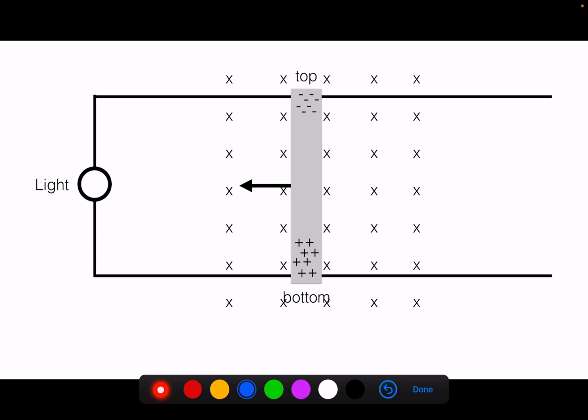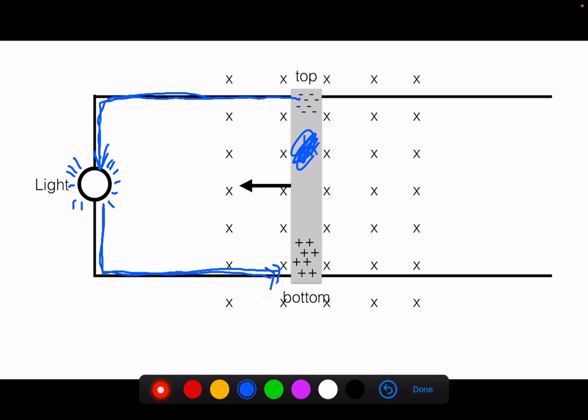Now we're going to set down some rails, but instead of having a battery, we're going to put a light. Now, when the bar is moving and the negatives move to the top, they have a pathway that they can follow to get to those positive charges. They cannot move back down the bar because the magnetic force is pushing them toward the top. Okay, but they can move through the rails, move through the wire, and move through the light. And when they do that, they will light up this light bulb.